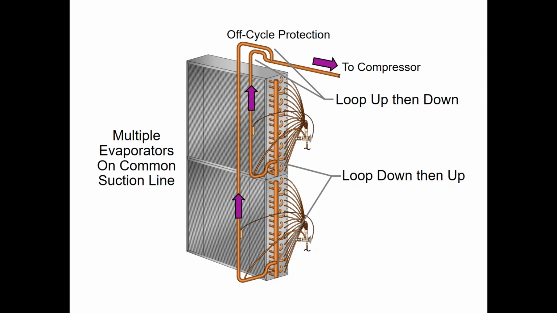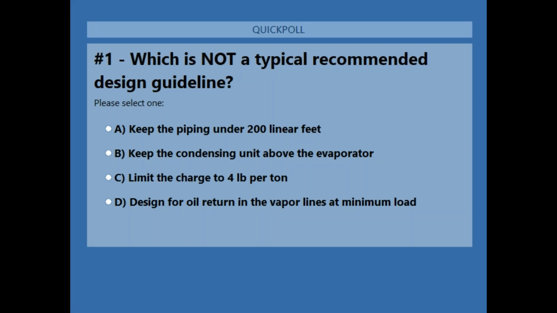The question is, which is not a typical recommended design guideline? Your choices are going to be A, keep the piping under 200 linear feet. B, keep the condensing unit above the evaporator. C, limit the charge to 4 pounds per ton. Or D, design for oil return in the vapor lines at minimum load. So I'll let you guys answer that on the screen while I read some of these questions to Doug.